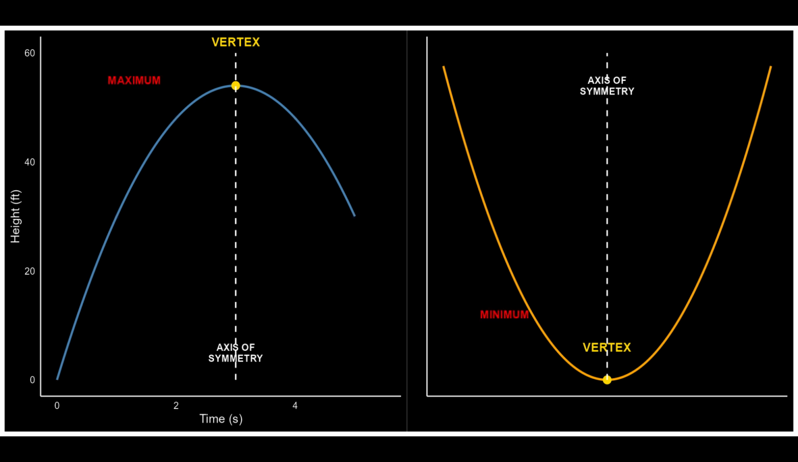So, whether a parabola models a golf ball, a wrecking ball, or just pure numbers, the key features are always the same. The direction it opens tells you if you have a maximum or a minimum. The vertex pinpoints that exact extreme value, and the axis of symmetry shows you its perfect balance.